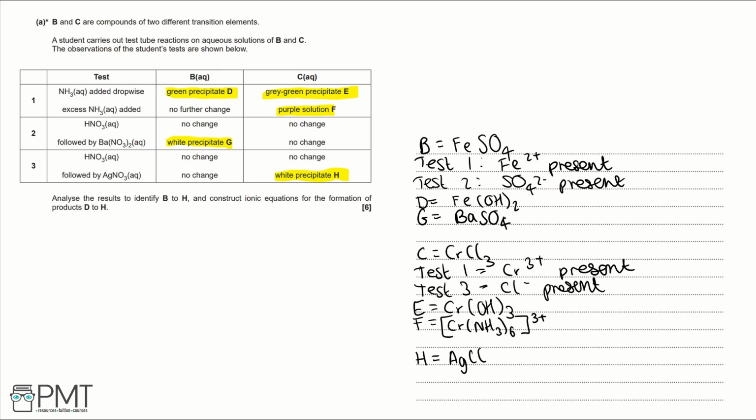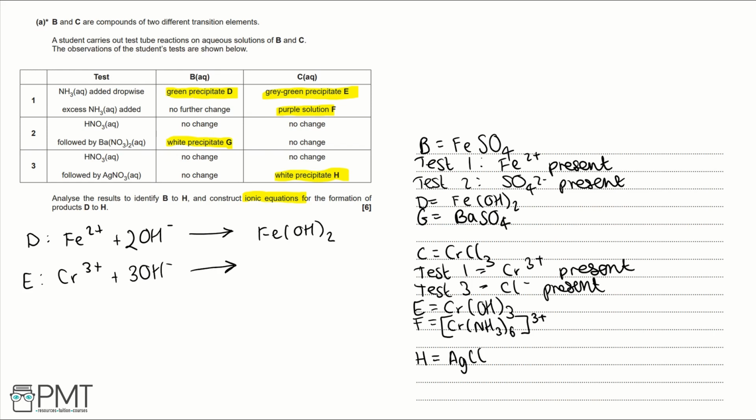Now we need to construct these ionic equations. So if we start looking at D, that's going to be Fe2+ plus OH- going to Fe(OH)2. So we need 2 OH minuses. And then if we go on to E, it's a pretty similar equation where we have Cr3+ plus 3 OH-, and that produces Cr(OH)3. So these are our two hydroxides, and they're very similar ionic equations.